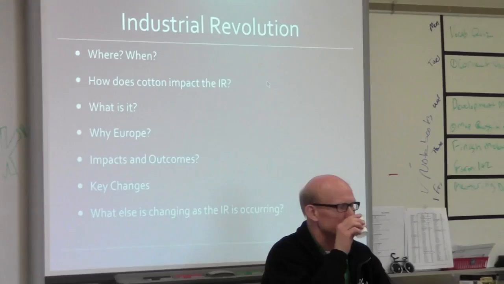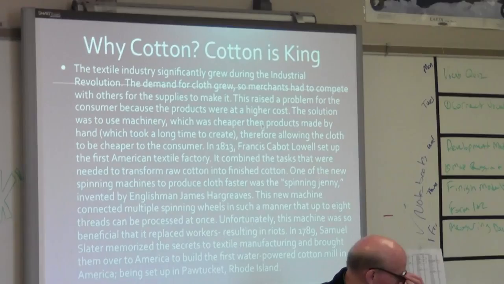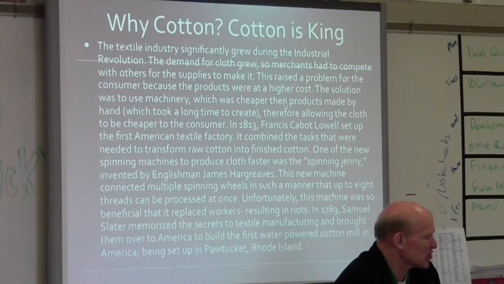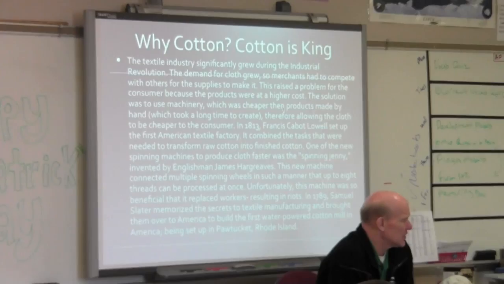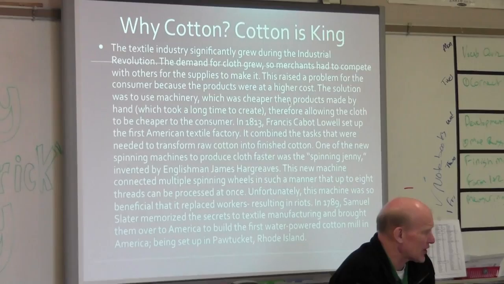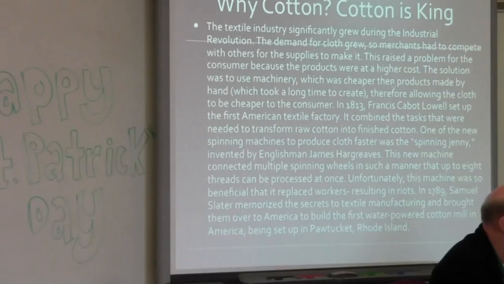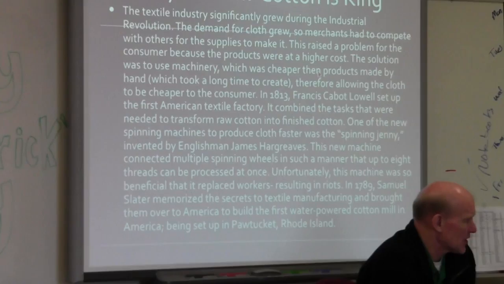Why cotton? It says the textile industry significantly grew during the Industrial Revolution. The demand for cloth, and that's a big deal. One of the reasons cotton is king is because the demand for cloth was so high. So merchants had to compete with others for the supplies to make it. This raised a problem for the consumer because the products were at a higher cost. The solution was to use machinery, which was cheaper than products made by hand, therefore allowing the cloth to be cheaper to the consumer.